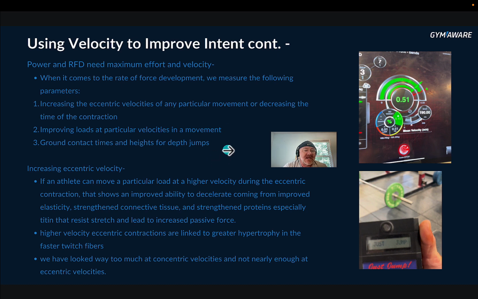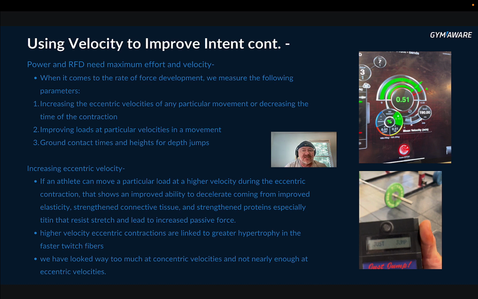So ground contact times and the heights for the depth jump are really important to us. And that gives me a really good idea if someone's getting better at their ability to produce force at a very high rate, and if their elasticity is improving, which helps with passive force production, which is great because it's way less fatiguing, and nothing creates faster rates of force than those passive amounts of force that you're going to get through the stretch reflex.